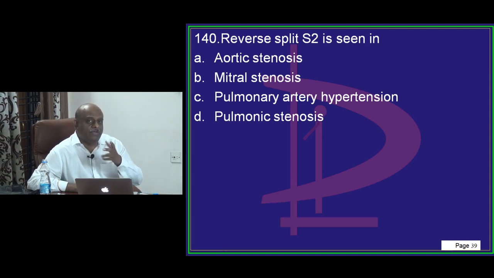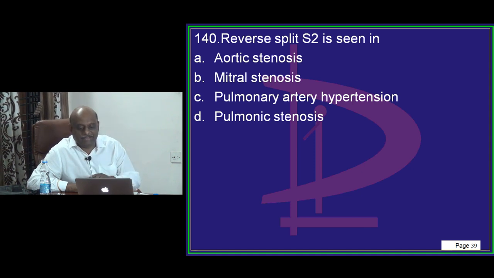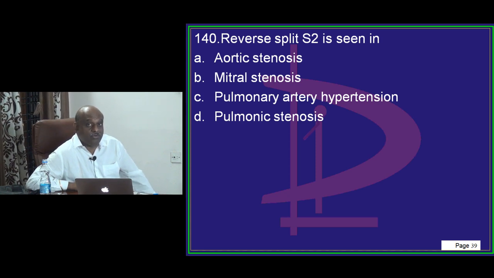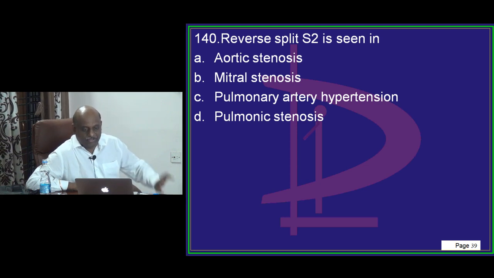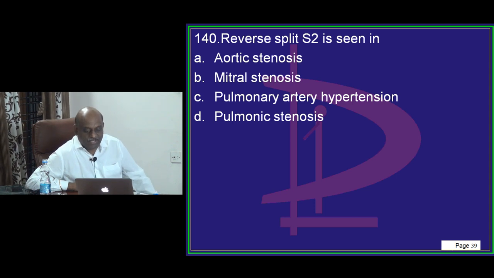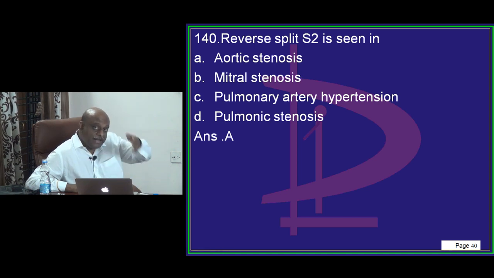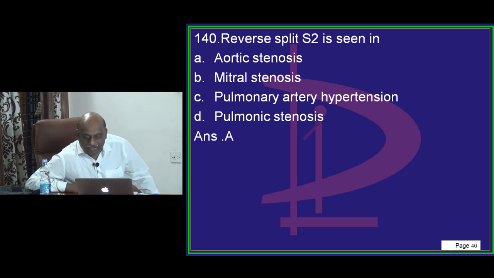Reverse splitting of S2, where P2 comes early, A2 comes later. Where do you get the situation where the aortic valve closes a little early and the pulmonic valve is getting more and more delayed to close, leading to the reverse split of the S2? Rocket Trader proposes pulmonic stenosis. Syed Aizad says the same. Only Shabaz is thinking pulmonary hypertension. No, doctor. Aortic stenosis. The aortic valve becomes so delayed that it occurs after the pulmonic valve closure and that leads to the development.